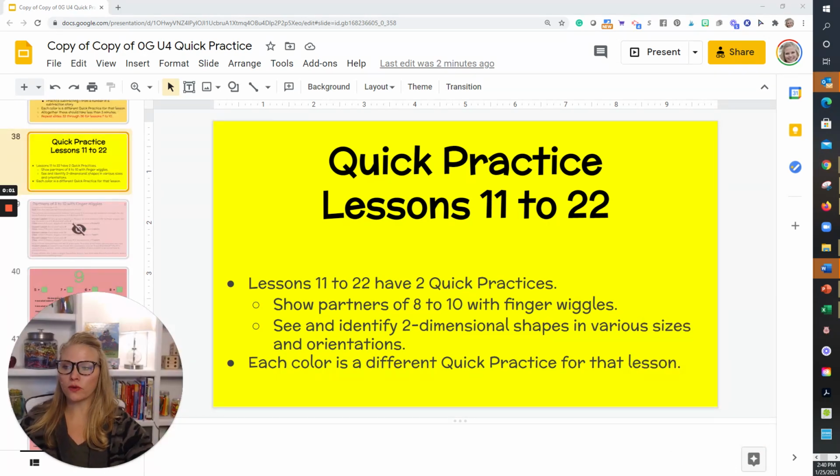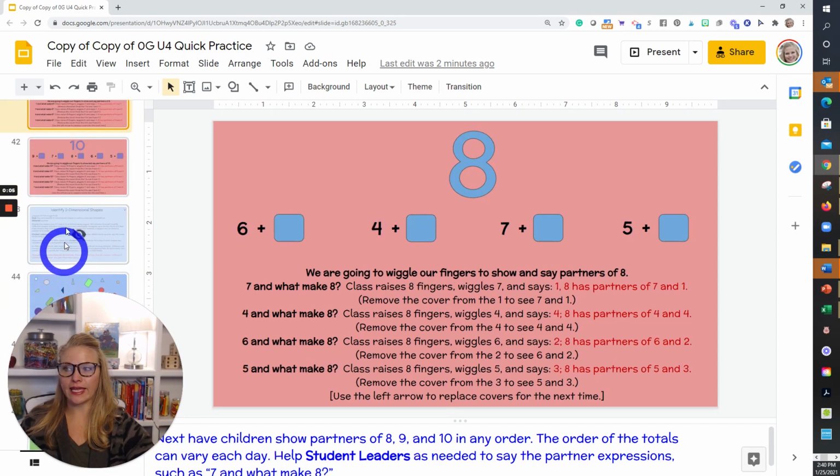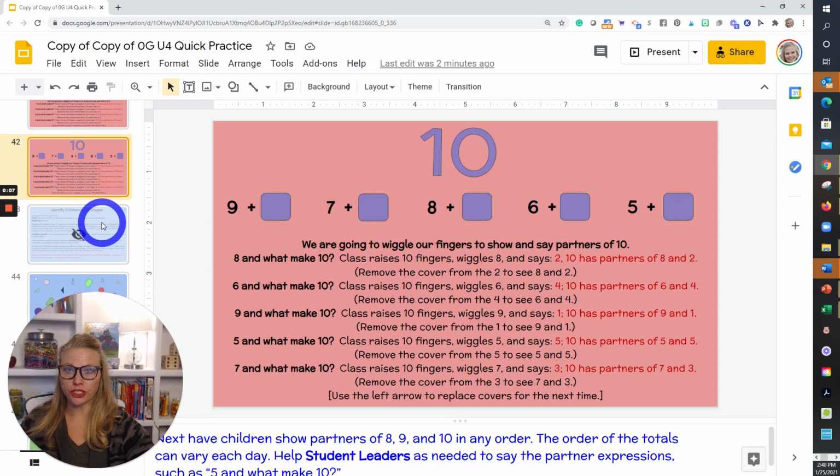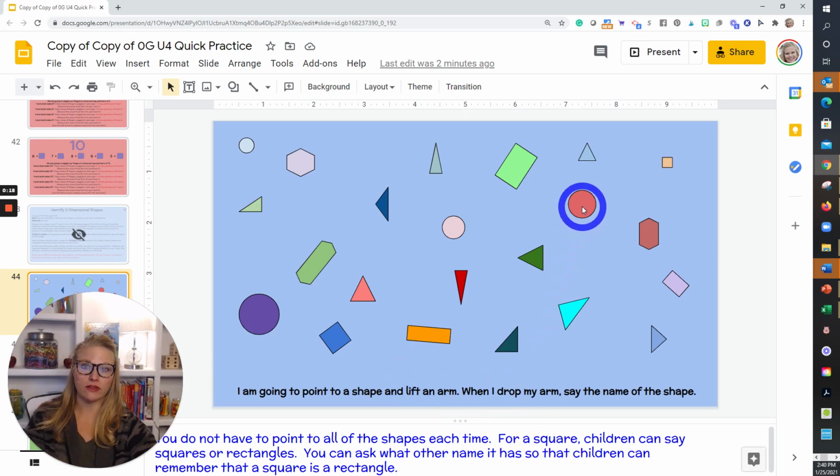So lessons 11 to 22, now we're going to do our finger wiggles for 9, 8, 7, 10. You're going to see the larger numbers. And then we do shape identification. You have 2 different slides for shape identification. For the first one, we're going to just point to a shape and students on cue are going to tell the name of the shape.